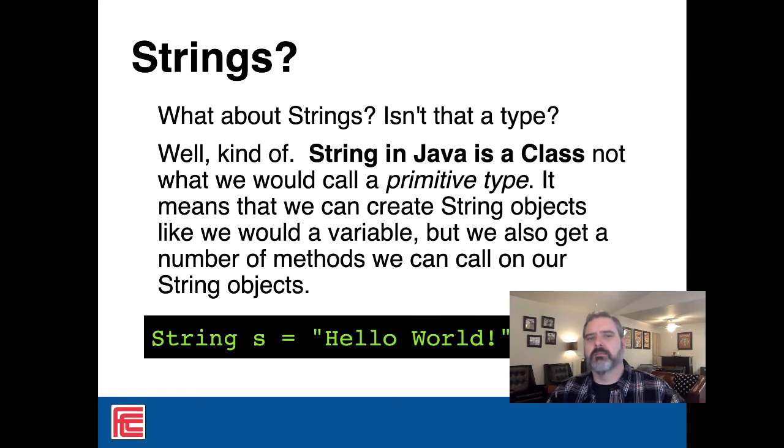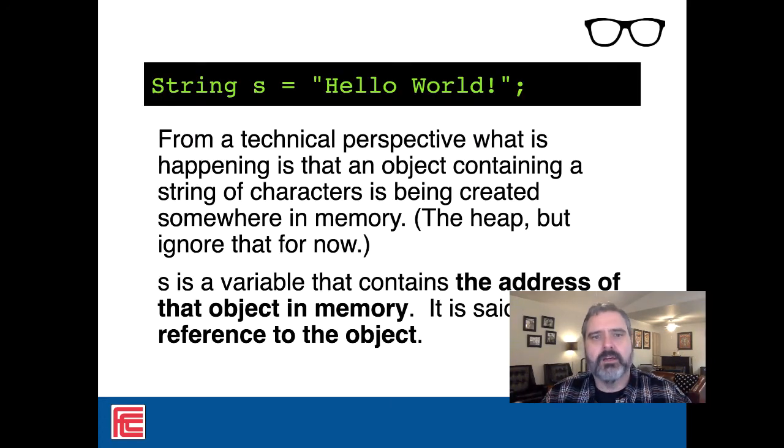So what about strings? As it turns out, string is not really a primitive type in Java. String is a class. You create objects of type string. Here, I'm creating an object of type string and setting it to the string literal hello world. In effect, from a technical perspective, what I'm doing is creating an object containing a string of characters that I'm putting into memory, and the address of that memory object is the first character.